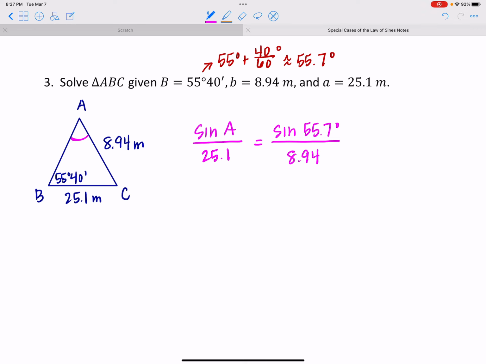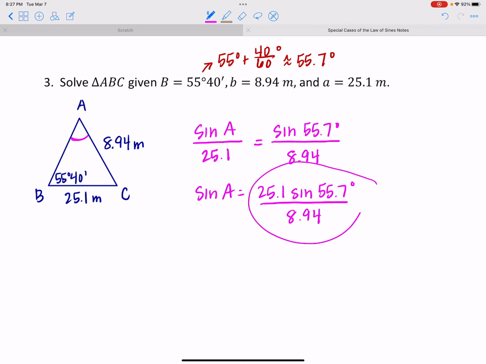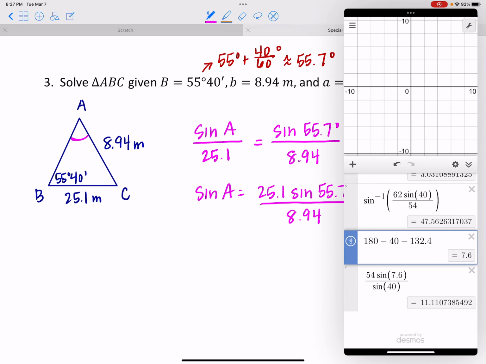Alright, so for the sine of A, I'm going to multiply over the 25.1. So sine of A is going to be equal to 25.1 times the sine of about 55.7, divided by 8.94. Now, this is the point where I want to make sure that this value is going to be in my range. If it is, then I continue. If it's not, then I don't have to continue to do anything else.